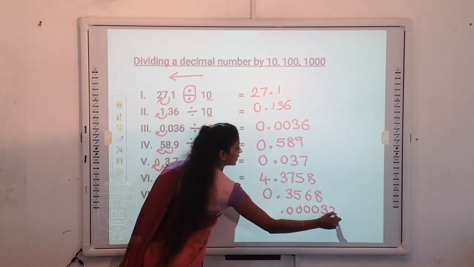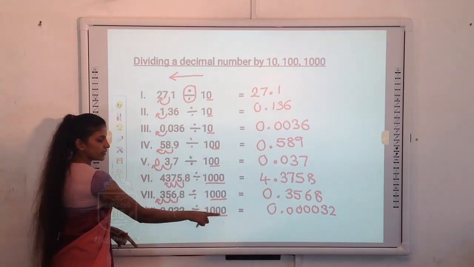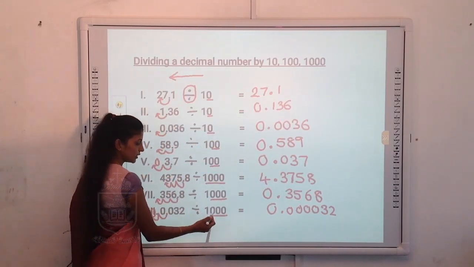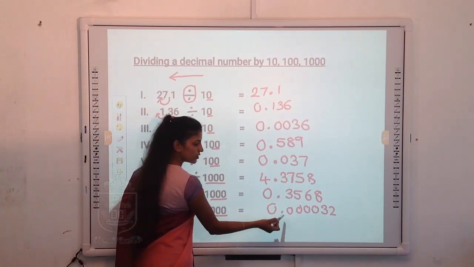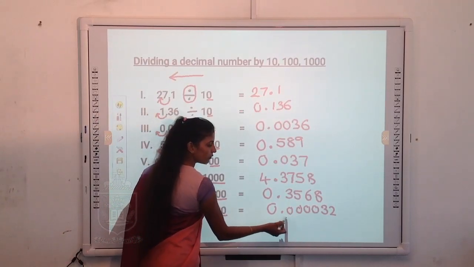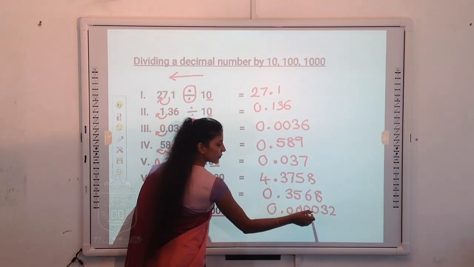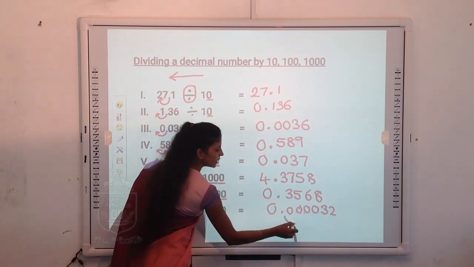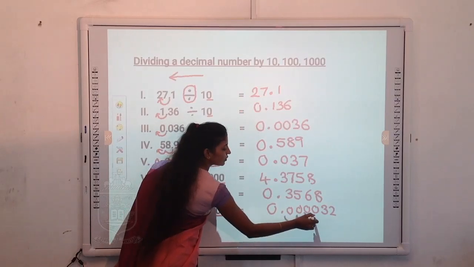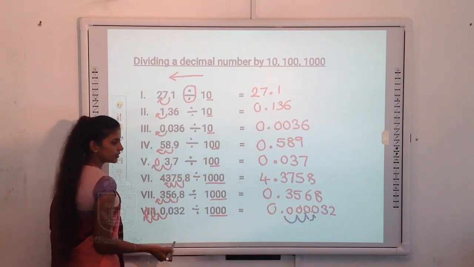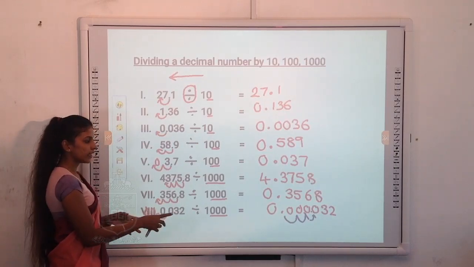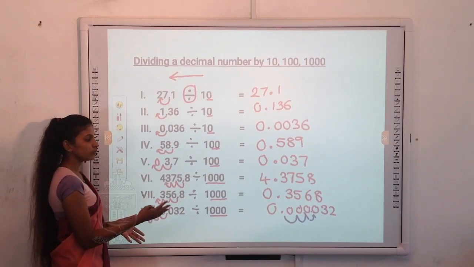So we'll recheck the answer like this. 3 zeros now. So we will recheck that the answer is correct. 3 moves. If it is multiplication, we are going to move to the right. 1, 2, 3. I'll show you in another color like this. If it is multiplication, 1, 2, 3, and your point will be there. So your answer is correct. So you all can recheck your answer like that with multiplication and division, both. Okay.